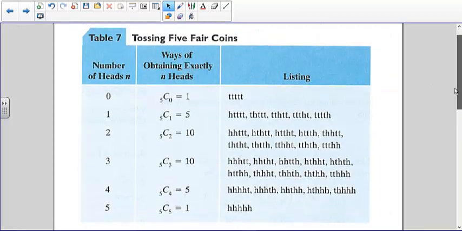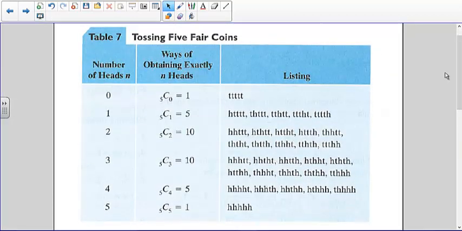So this is a problem that's in your book, which is kind of difficult to understand if you read it. It's saying if you have a coin, you can either toss a fair coin 5 times, or you can toss 5 fair coins once each. Okay, this gives you the same result. It gives you heads and tails. And we talked about this using a tree diagram.